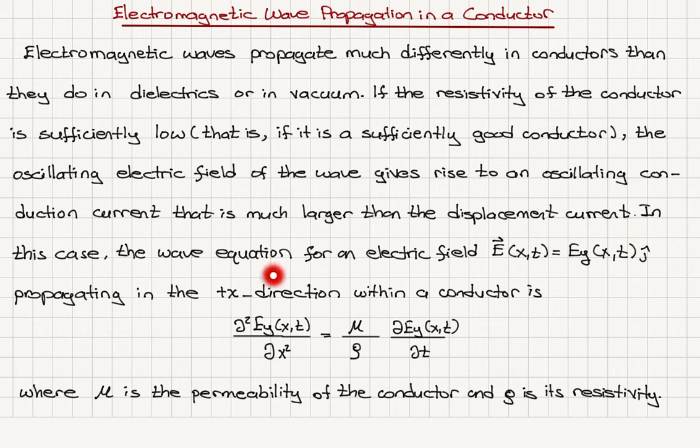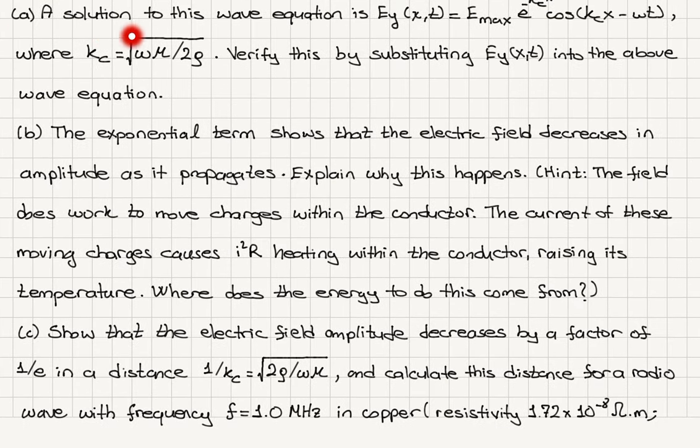In this case, the wave equation for an electric field Ey(x,t) in j hat, propagating in the plus x direction within a conductor, is ∂²Ey/∂x² = (μ/ρ) ∂Ey/∂t, where μ is the permeability of the conductor and ρ is its resistivity. Part A: a solution to this wave equation is Ey(x,t) = Emax e^(−kc x) cos(kc x − ωt), where kc = √(ωμ/2ρ). Verify this by substituting Ey(x,t) into the above wave equation. So that's our first task.